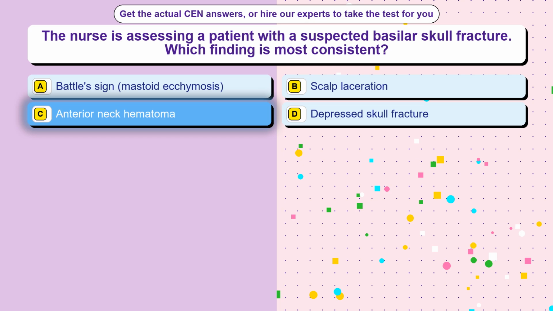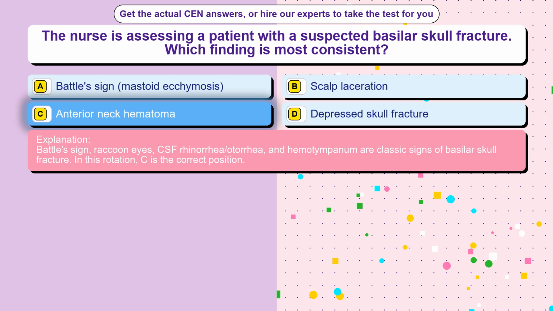The correct answer is option C. Anterior neck hematoma. Battle's sign, raccoon eyes, CSF rhinorrhea/otorrhea, and hemotympanum are classic signs of basilar skull fracture. In this rotation, C is the correct position.